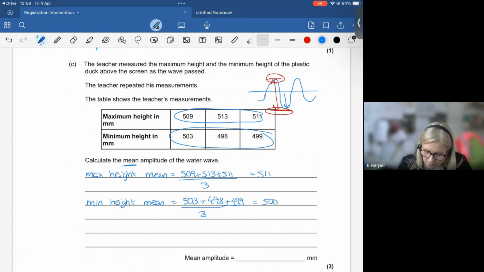So that's giving me this height, the maximum height of 511 and the minimum height at 500. So I'm looking at the difference between the two. So I'll simply take the two away from each other. So that's the total height. So that's this bit in red here. I only want the amplitude, which is half that. So I just need to remember to divide it by 2.